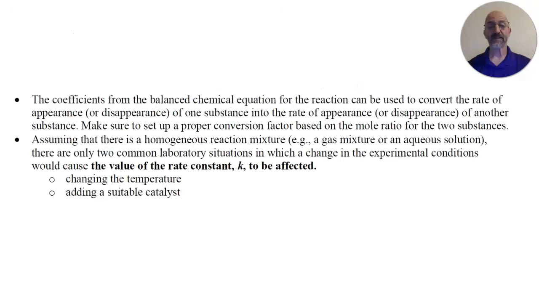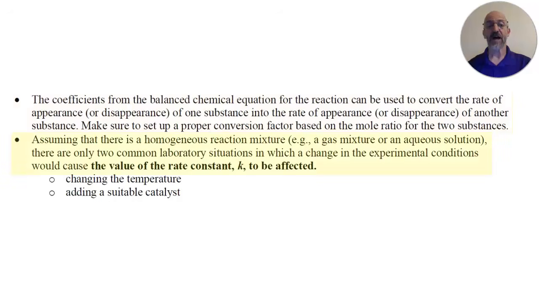My next piece of advice is related to stoichiometry and coefficients. The coefficients from the balanced chemical equation for the reaction can be used to convert the rate of appearance or disappearance of one substance into the rate of appearance or disappearance of another substance. But even though the math might be simple, not only should you show your work, make sure to set up a proper conversion factor based on the mole ratio, and if you use units, then you minimize the chance of making a mistake. So always include your units, especially when there's potential for a mistake because the math is so simple.